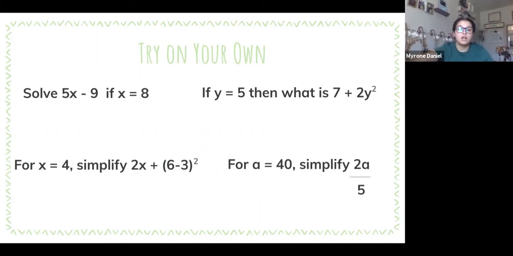Okay, so now that you've already solved these problems on your own, these are the answers that you should have gotten. Solve 5x minus 9 if x equals 8, so you should have gotten 31. If y equals 5, then what is 7 plus 2y squared? You should have gotten 57. For x equals 4, simplify 2x plus 6 minus 3 in parentheses squared. You should have gotten 15. And then for a equals 40, simplify 2 times a divided by 5. You should have gotten 16.